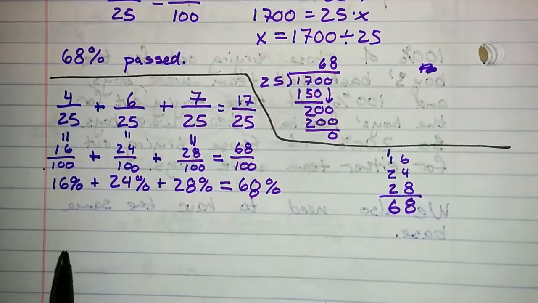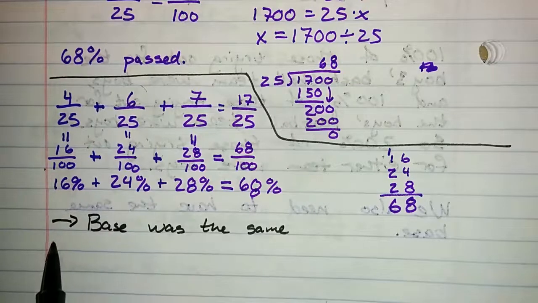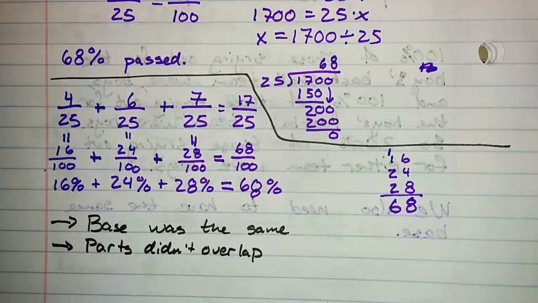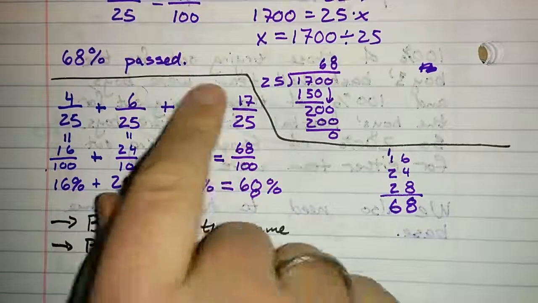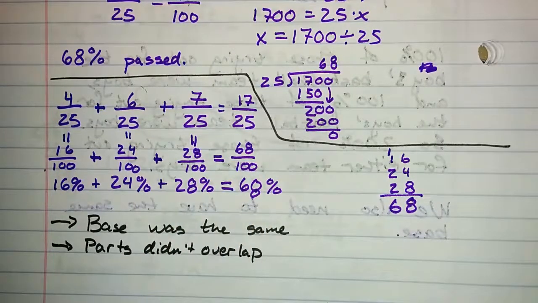Why did this make sense? The bases were the same, in this case, the whole class. And the parts didn't overlap. So nobody got at the same time both an A and a B. So we could just add them all up. And whenever we can just add them all up, we can also just add up the percents.